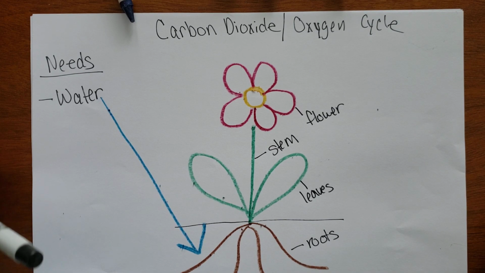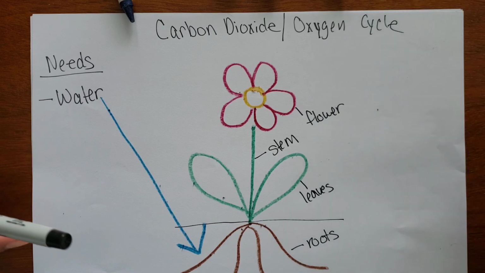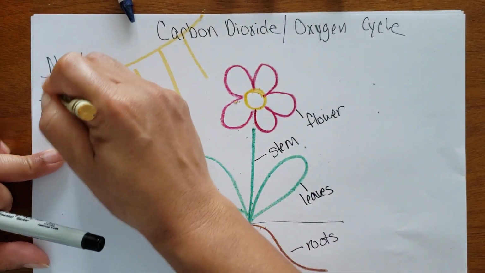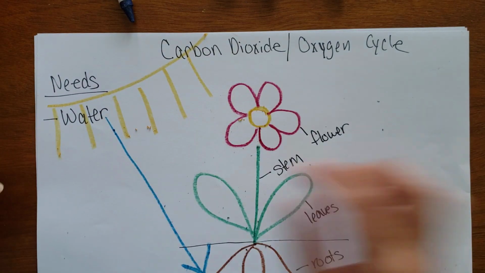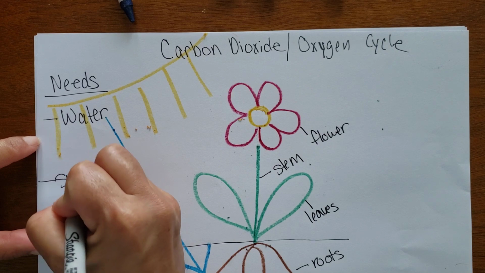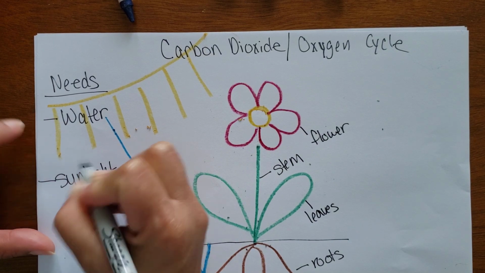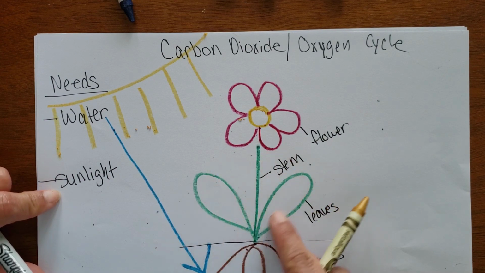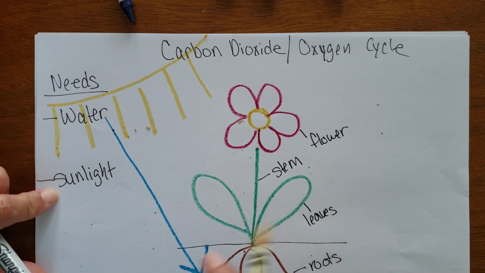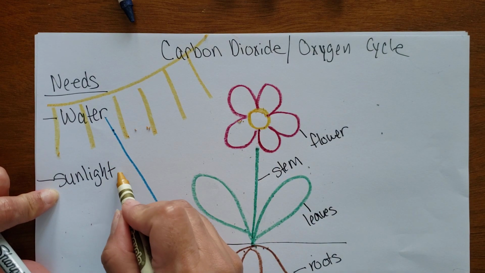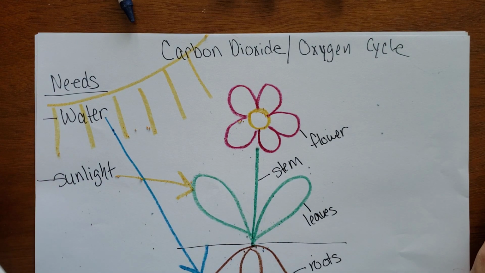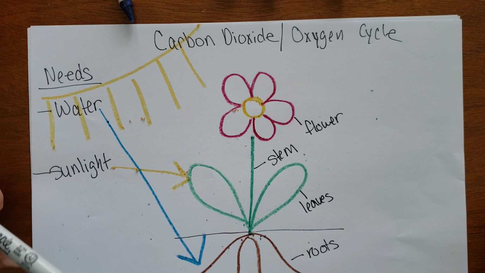What else does the plant need to survive? It needs some sunlight. Our sun is pretty big, barely fits in here, so it needs some sunlight. Now, what part of the plant absorbs the sunlight? Sunlight is absorbed by the green parts of the plant, which be stems and leaves absorb sunlight. Let's see. There we go. All right, now plants need one more thing.